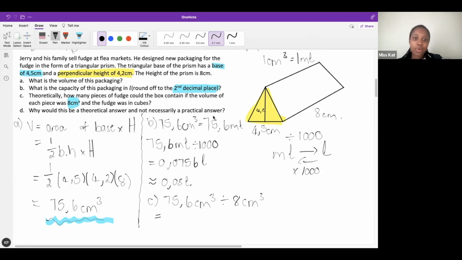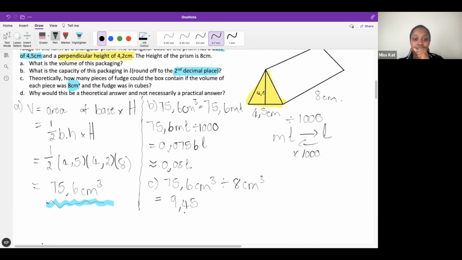Ma'am? Yebo. The answer is 9.45. 9.45, but we have a problem with the decimal. Do you agree? Yes. Because the question is, how many can you fit? You cannot say I can fit 9.45 chocolates because customers will go crazy if you cut their chocolate into 45s. So what do we do with this answer? Round off. Round it down specifically.